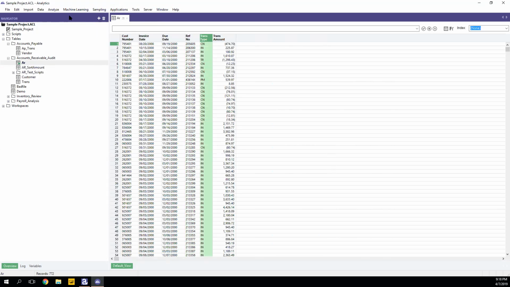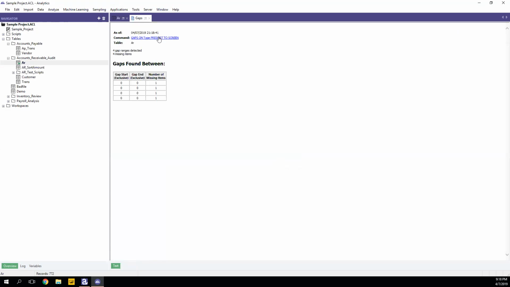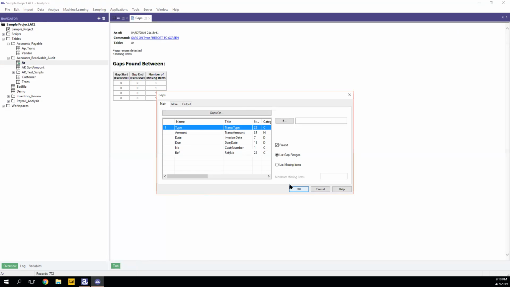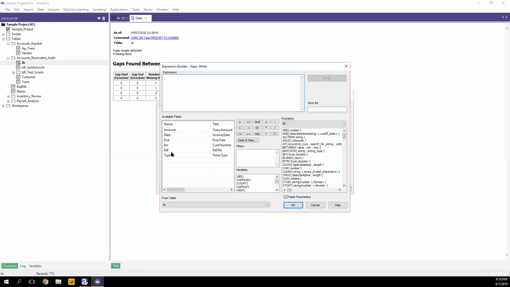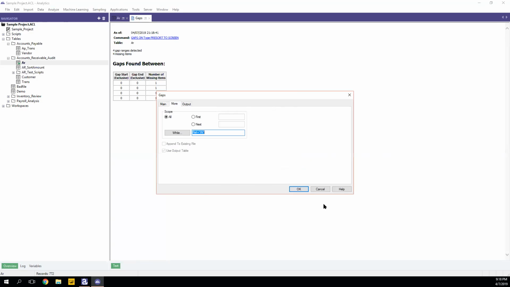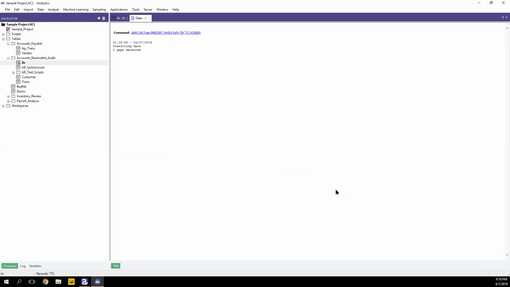Oh, I didn't mean to do that. I want to go data and analyze and gaps. Double click on this. More, scope, while. I'm going to go into here. Refno equals IN, which is invoice number. Click OK, click OK. 0 gaps.